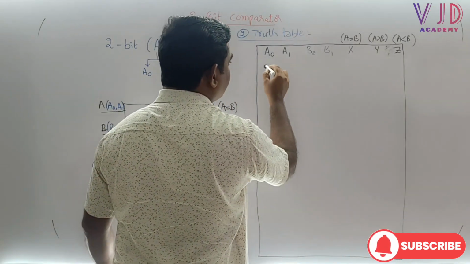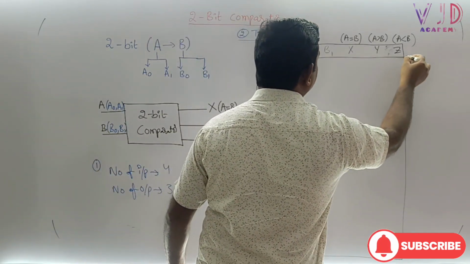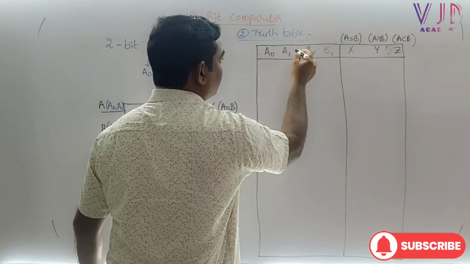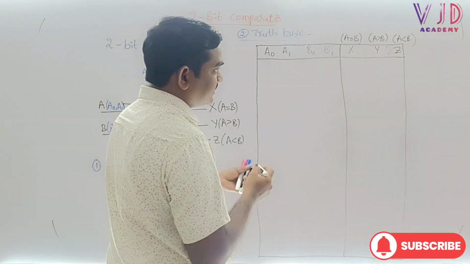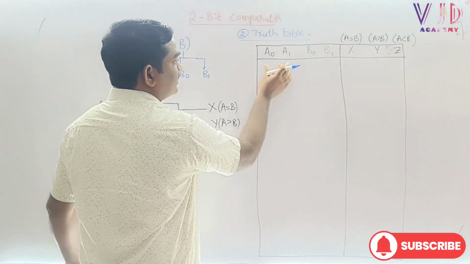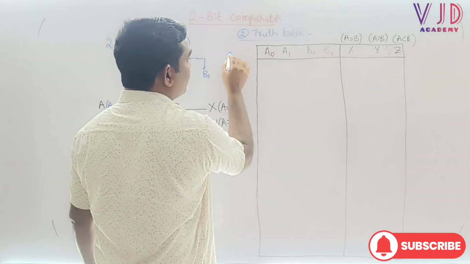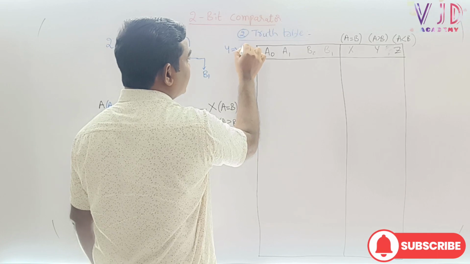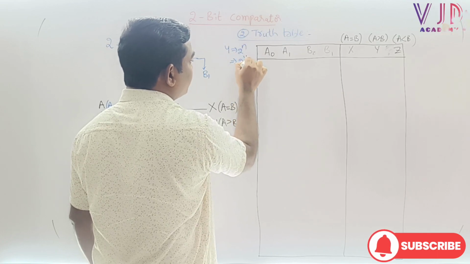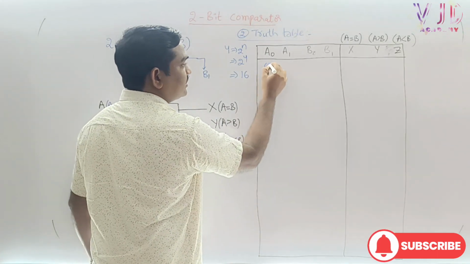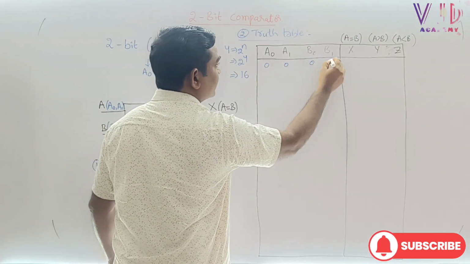properly. This is a very important truth table. If we can understand this truth table, we may get questions from this particular truth table only. Here there are 4 inputs, which means 2 power n, 2 power 4, so we get 16 input combinations, which are 0, 0, 0, 1.